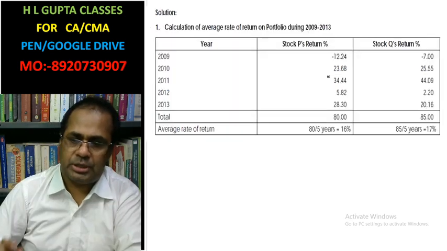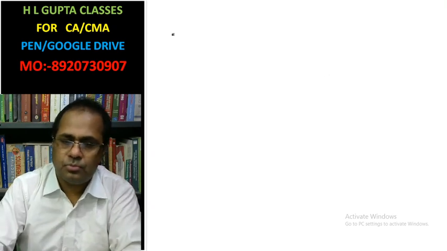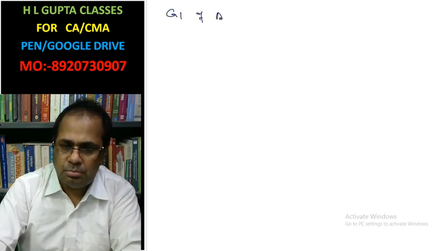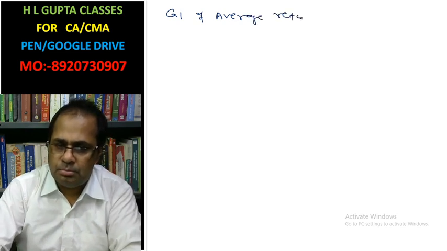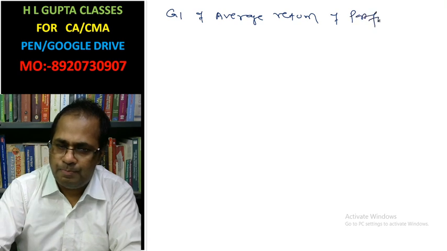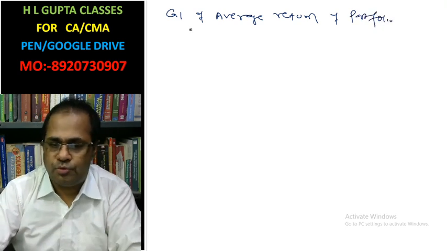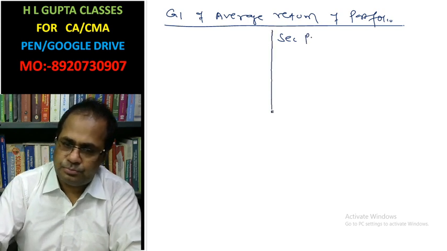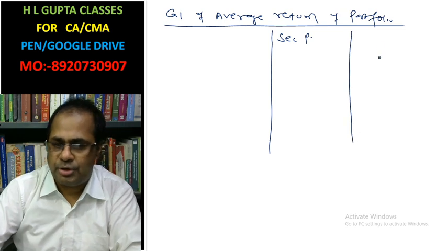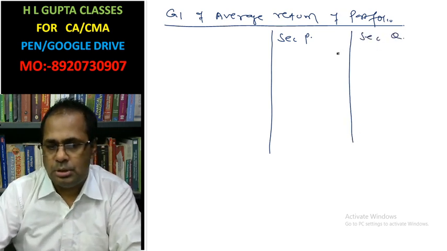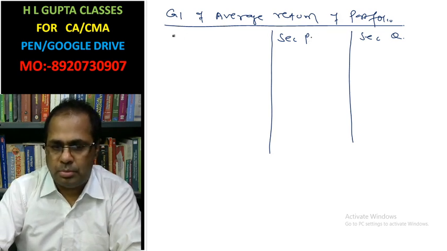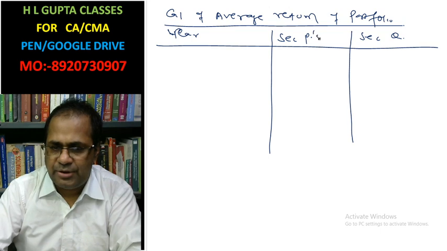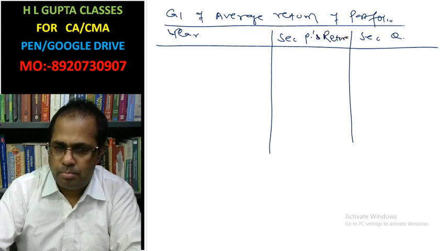Let's go to the question. Calculation of average rate of return, calculation of average return of portfolio. First, you have security P and you have security Q. These are the given returns. This is the year, P's return, Q's return.